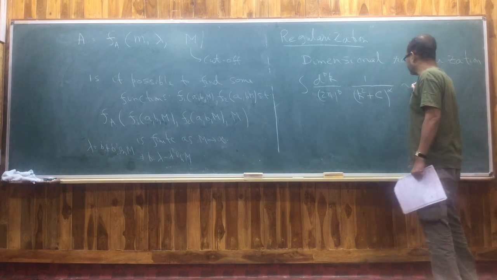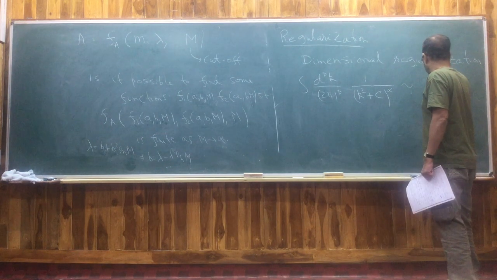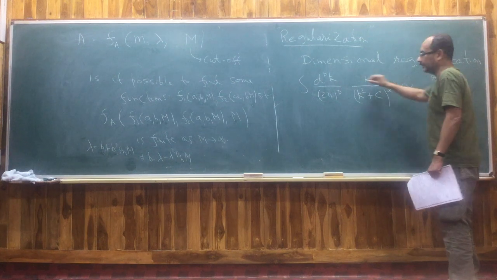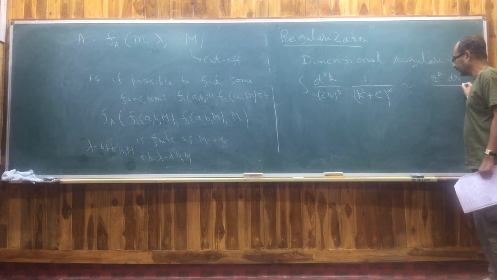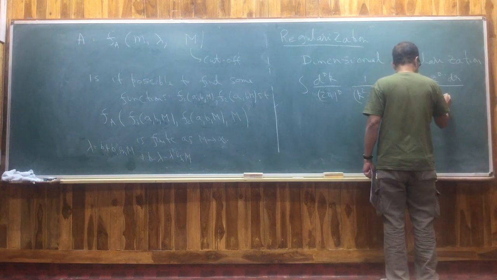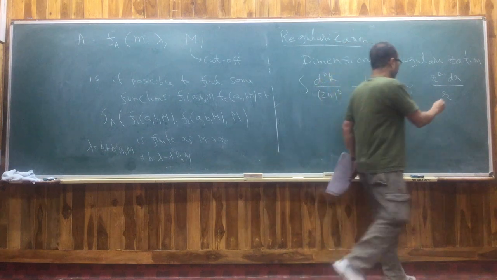See, let's go to the large k limit, right? Then this goes as r to the d minus 1 dr, right? Then the numerator. What about the denominator? It goes as r to the power 2 alpha, right? This k squared, r to the power 2 alpha.